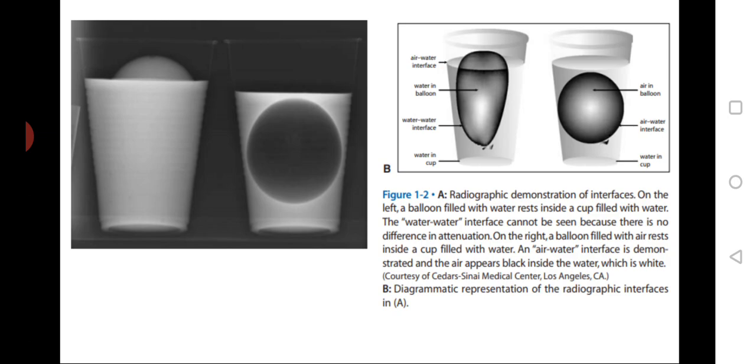Look at this balloon with air. Yes, this is this visible balloon generally. In this balloon with air, we have differences in densities. So when the X-rays get through this balloon, they are not stopped, because this balloon is filled with air. But when the X-rays get into the water, they would be partially stopped.